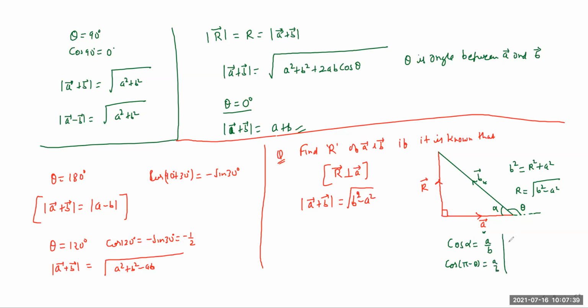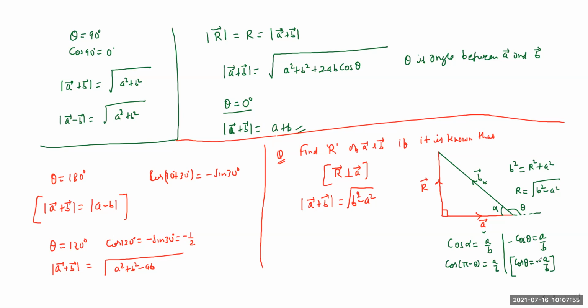And therefore, minus cos theta is A by B. So cos theta is how much? Minus A by B. And here minus is saying that it's an obtuse angle. That's obvious. Okay, we know why it's minus.